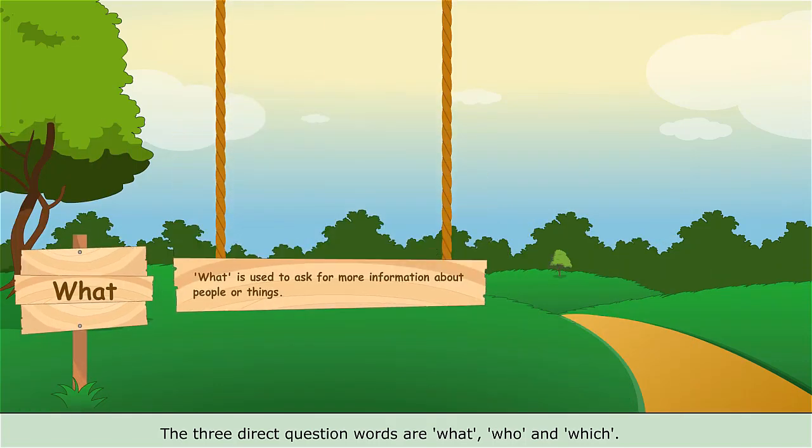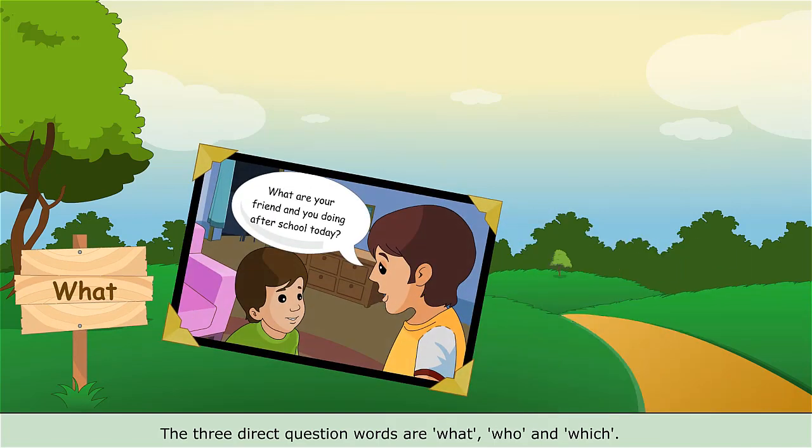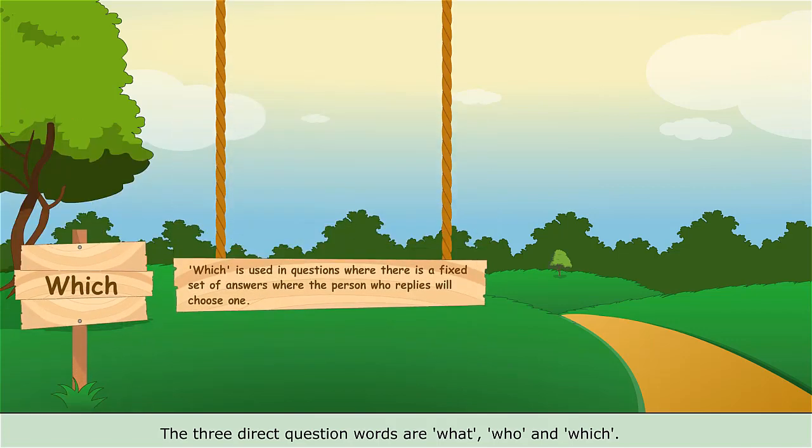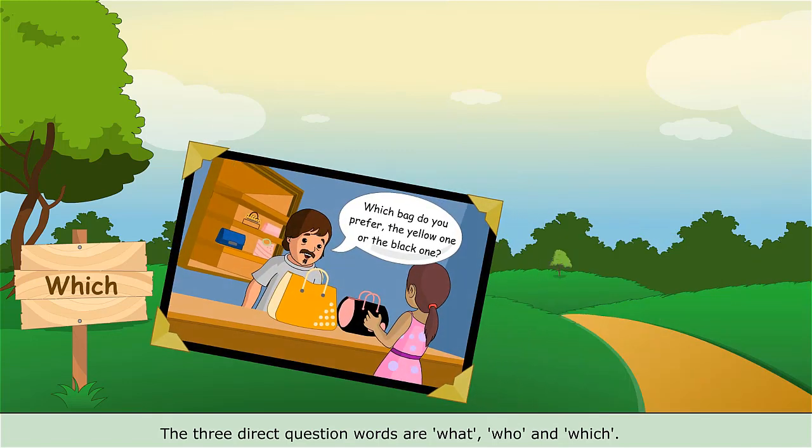What is used to ask for more information about people or things. What are you and your friends doing after school today? Which is used in questions where there's a fixed set of answers, where the person who replies will choose one. Example, which pack will you prefer? The yellow one or the black one?